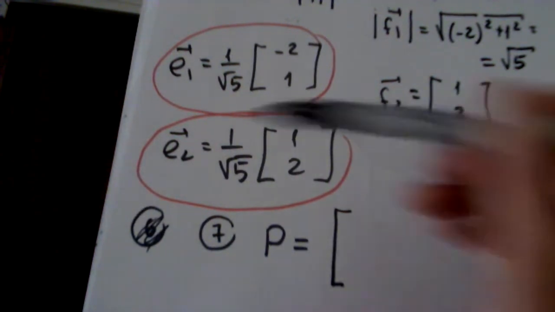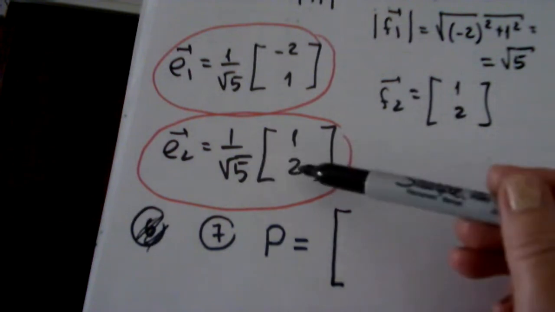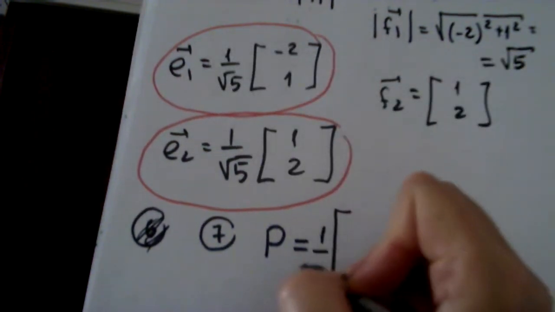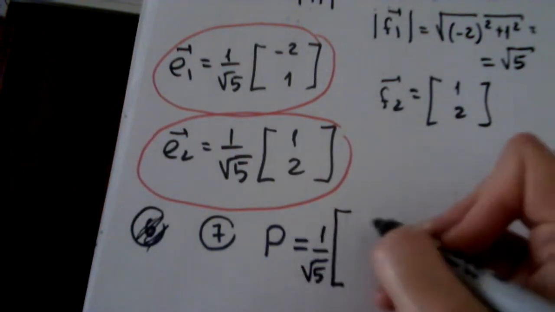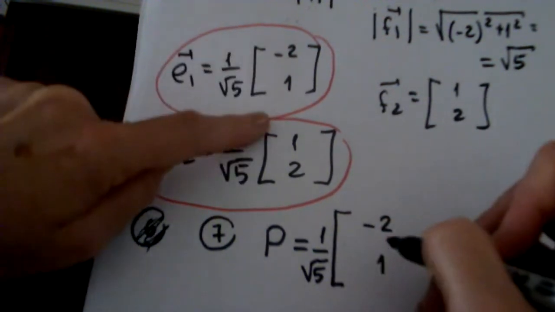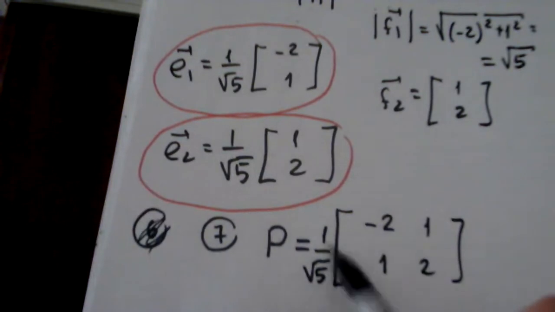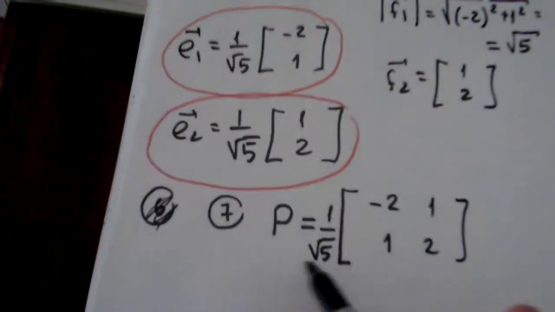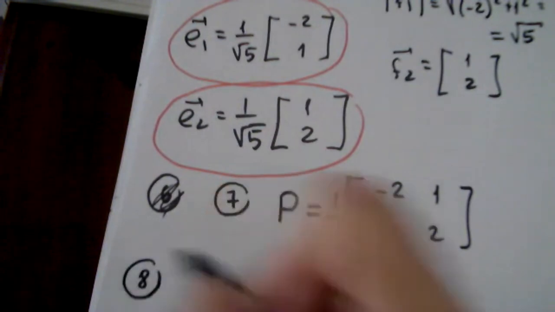The first column is the coordinates of vector E1, and the second column is the coordinates of vector E2. But again, let's keep this annoying fraction outside: 1 divided by square root of 5, and here we write the coordinates. So this is our first vector, and this is our second vector. It's much nicer to keep this annoying factor outside. Okay, and now the time comes for the last step.